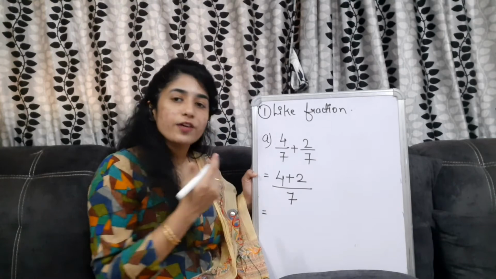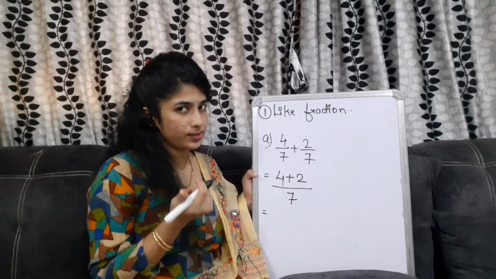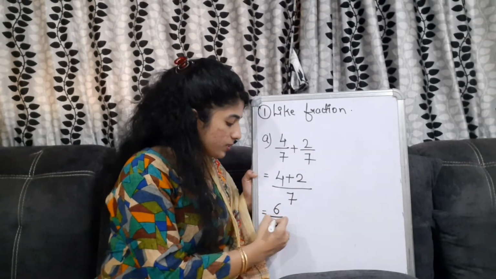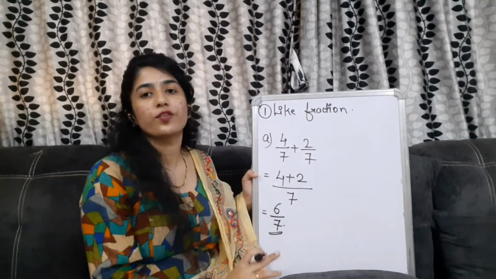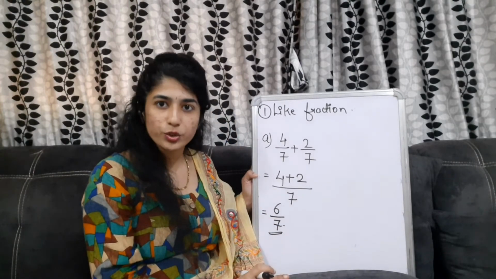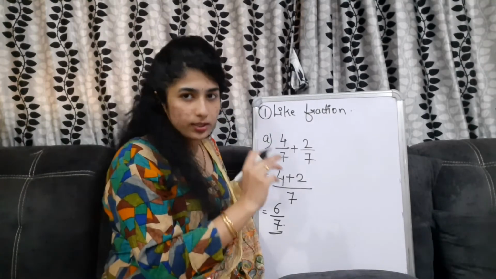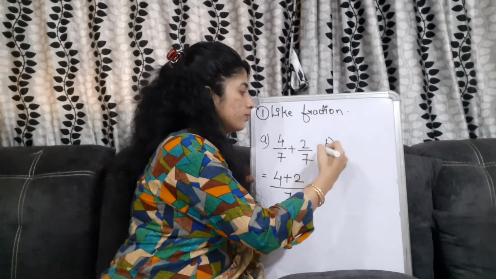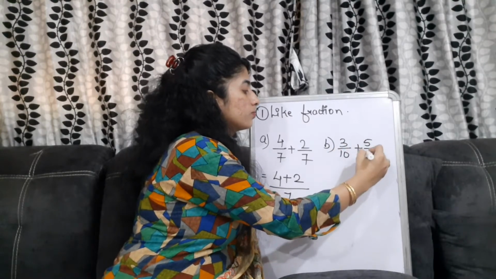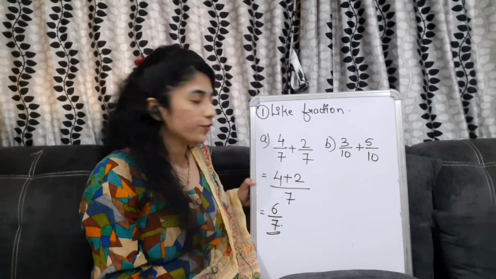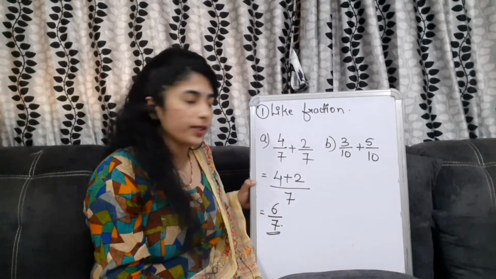So now just add 4 plus 2. What is 4 plus 2? 6. So 6 upon 7 is the answer for this fraction. Understood? Easy it is. I'll take another fraction. Okay, fine. This is the fraction I am getting.